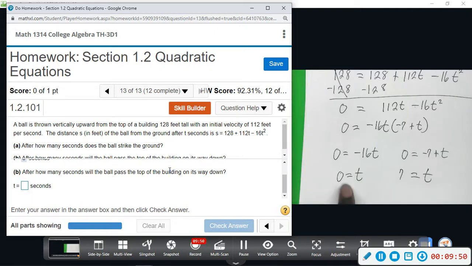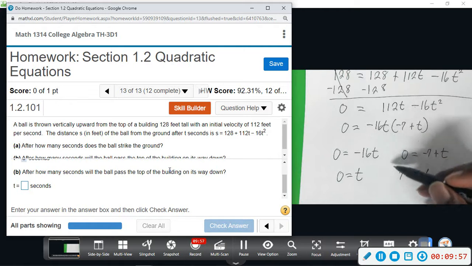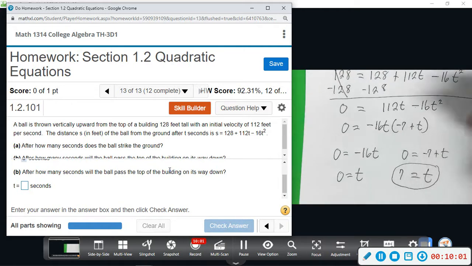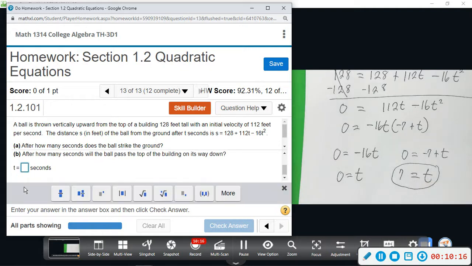One is when we first have it in our hand. Okay, we start at 128 feet, we throw it up, and it starts coming back down. On its way down, this is the time when it's passing 128 on its way down. And that's what the question says. After how many seconds will the ball pass the top of the building on its way down? So it's the later time that we're looking at, which will be 7 seconds.